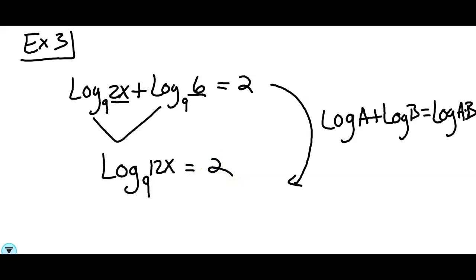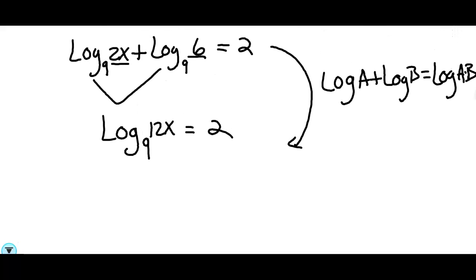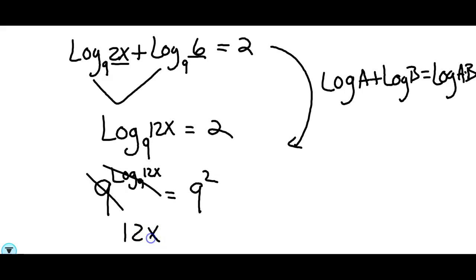Okay? So after that, there's really nothing else new. Now we're ready to exponentiate. So what's my base here going to be? 9, right? 9 to the log base 9 of 12x equals 9 to the 2nd power. Cross it off. 12x equals what? Yeah, 81.